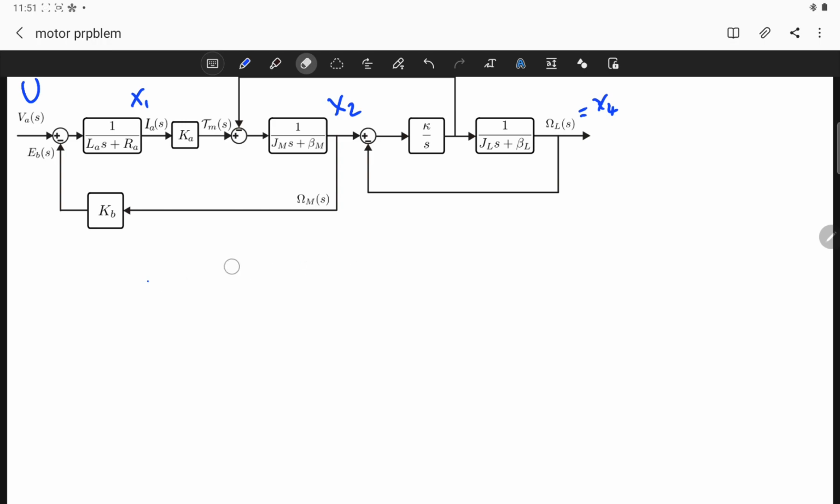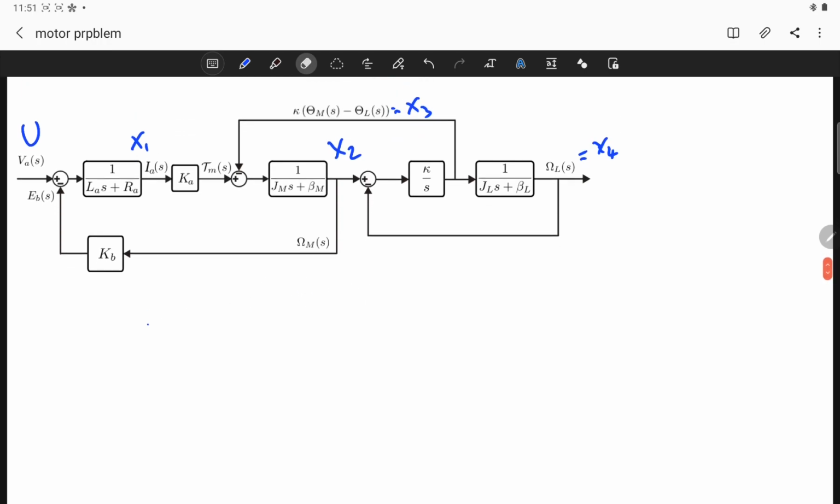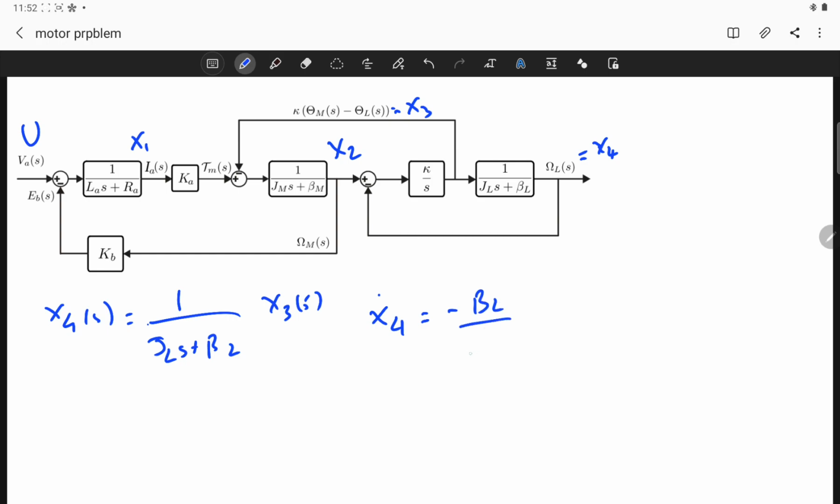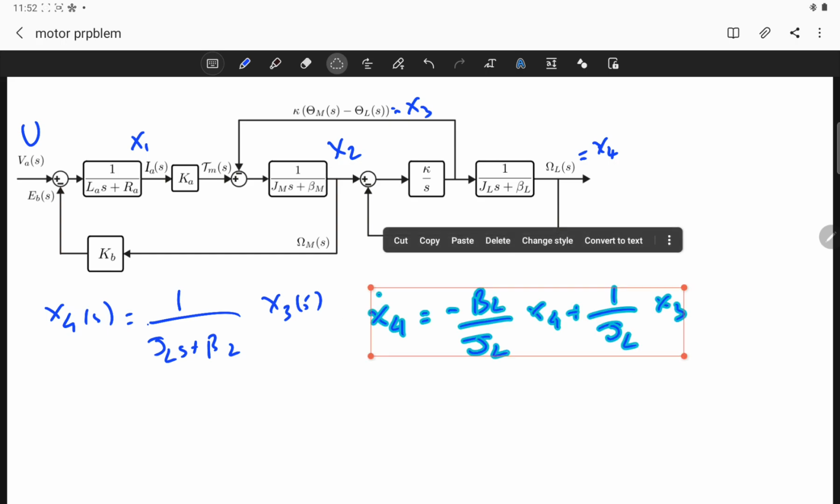So let's clean it again and finalize our state equations, finding a state equation for x4. So x4 of s is equal to 1 over (JL s plus beta L) times x3 of s. State equation 4 is very easy. If I follow the same path, x4 dot is equal to minus beta L divided by JL x4 plus 1 over JL x3. That's great. So we finalize all of the state equations.